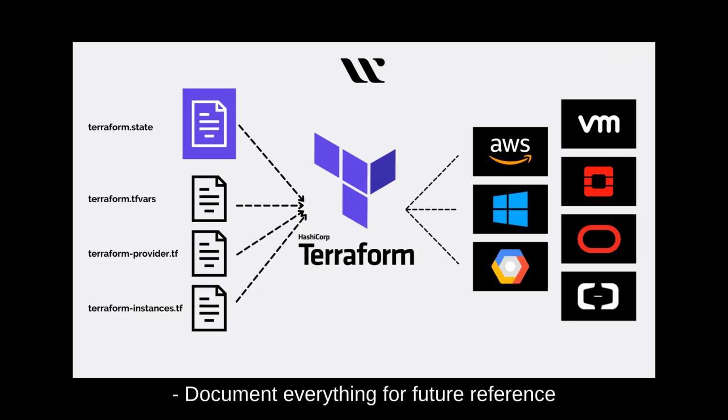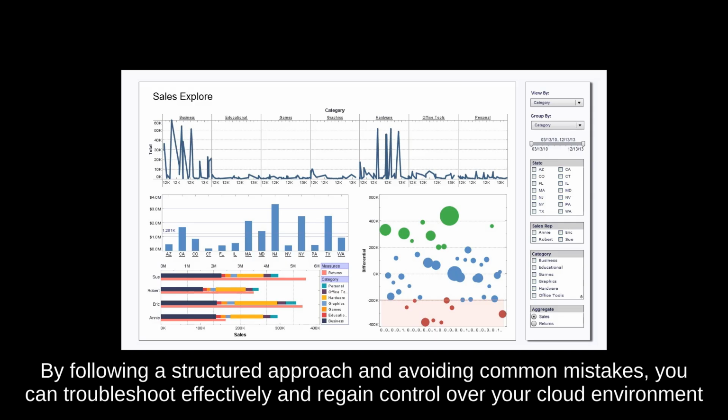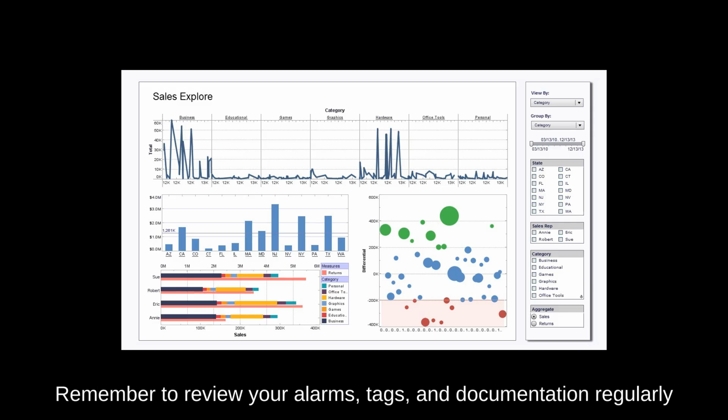Summary. Debugging AWS issues at 2 a.m. doesn't have to be panic-inducing. By following a structured approach and avoiding common mistakes, you can troubleshoot effectively and regain control over your cloud environment. Remember to review your alarms, tags, and documentation regularly.